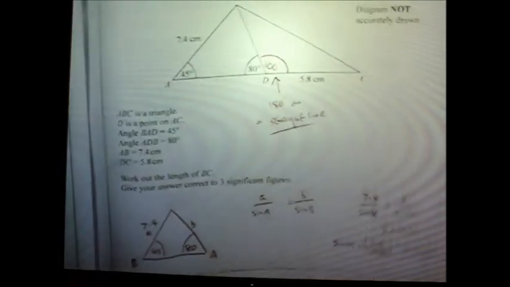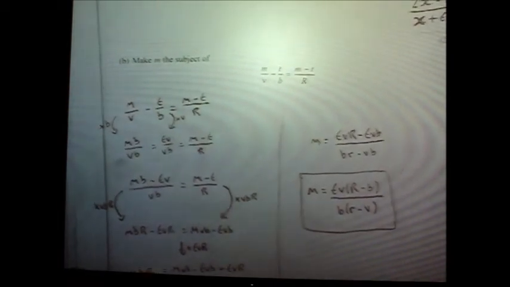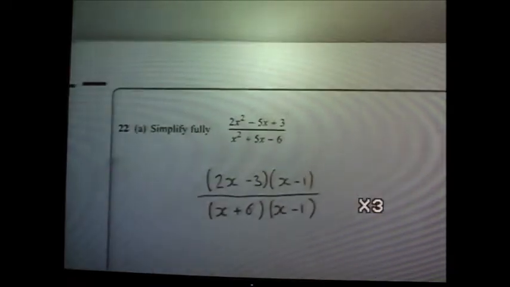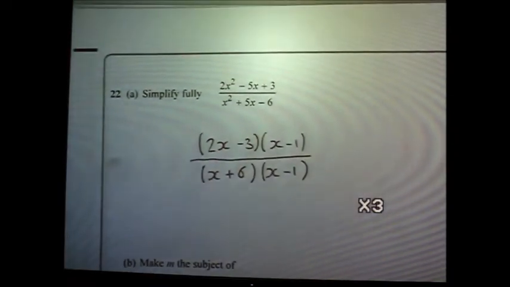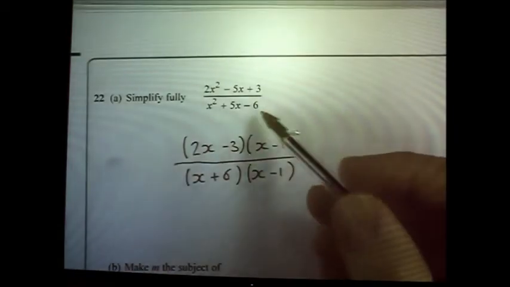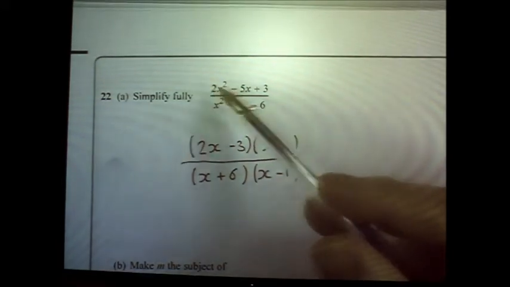Question 22. Simplify fully this one here. Alright, let's have a look. You've got to factorise the top and the bottom of this equation, so factorising the quadratics. I'll start with the bottom one first because it's easier, because you've not got a coefficient of x squared.